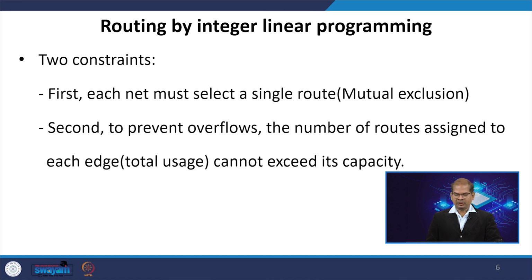We have two constraints. The first constraint is that each net must have a single route. Since multiple routes are possible, each net can have only a single route. And second, to prevent overflow, the number of routes assigned to each net cannot exceed its capacity.